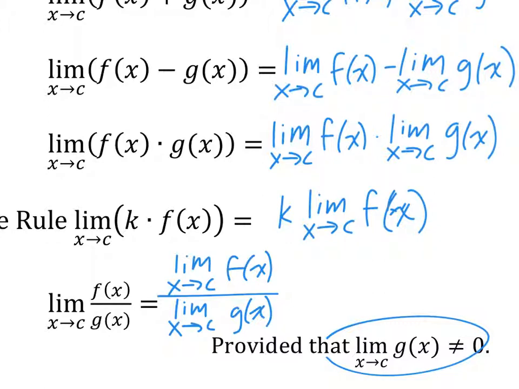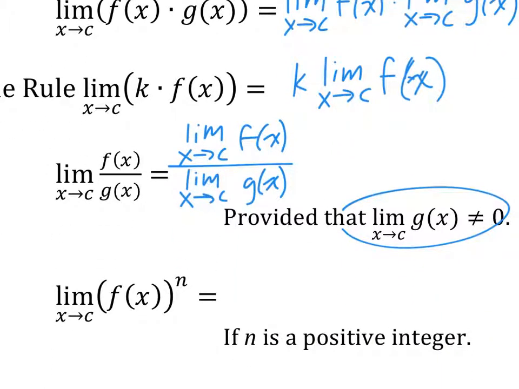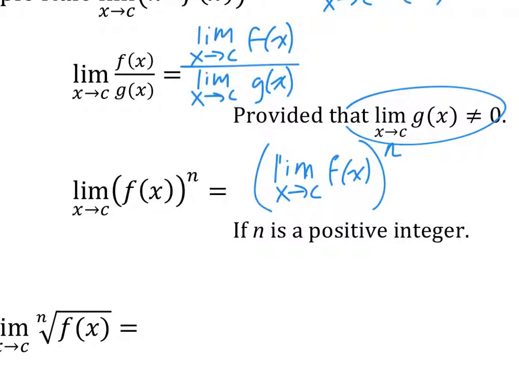All right, so far so good. Very easy stuff. Okay, next. If you have a limit of some function to a power, you can take that power outside so it's easier to evaluate. So you can do limit as x goes to c of f of x, and then the whole thing to that power. All right, last one. If you have the limit of a root, you can take that root outside as well. And then put the limit inside.